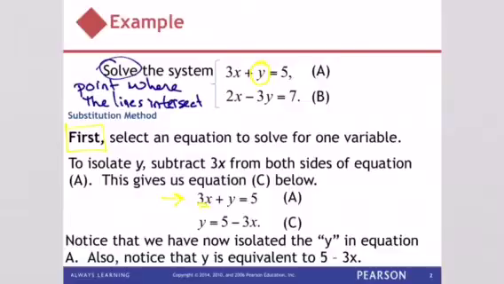So now we have a new equation. We're going to call it equation C. And it is the same as A, only it has isolated the y, sorry. So we've done our first step, which is to isolate the y. And notice we have a new equation, and we're going to call it C. Also, note that y is equal to this, right? y and 5 minus 3x are the same quantity. That's important for our next slide.